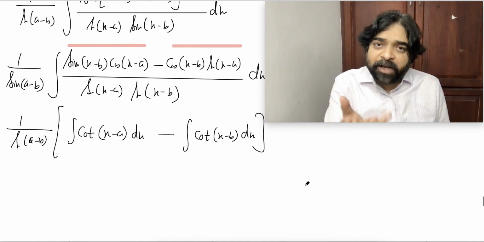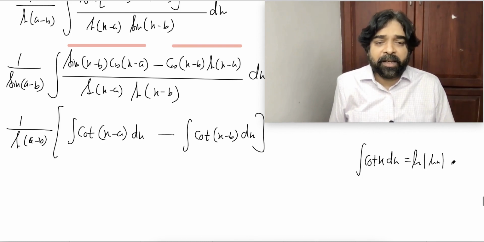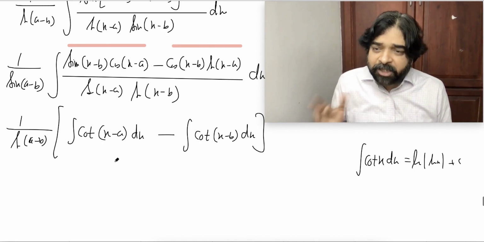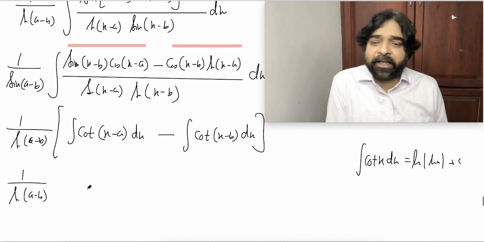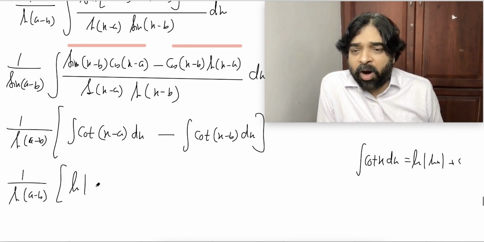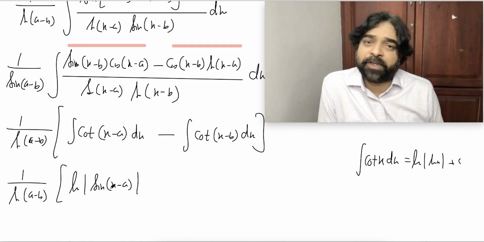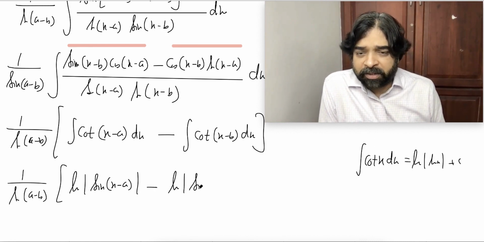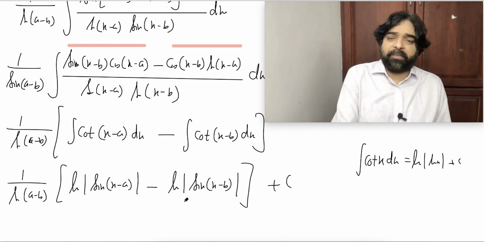And cot x integration, we know cot x integration. Cot x integration is nothing but ln mod sin x plus c. Correct? So cot x minus a integration will be what? Ln mod sin x minus a divided by the coefficient of x. Coefficient of x is 1 here, so nothing to divide. Minus ln mod sin x minus b. A little bit more beautification you can do if you want. Otherwise, you can leave the answer here itself.